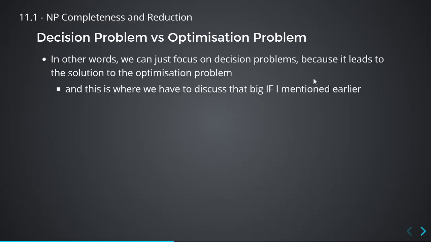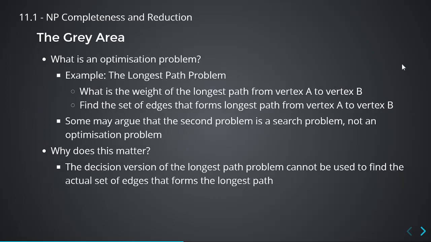So basically, when it comes to NP problems, you can just focus on the decision problems, because they will lead to the solution to the optimization problem. Now, this is where we have to discuss that big if that I mentioned earlier. I'm going to call this the gray area because it's going to make your hair turn gray.